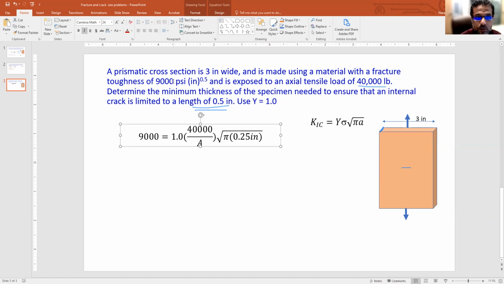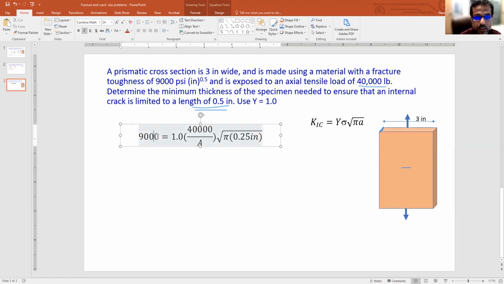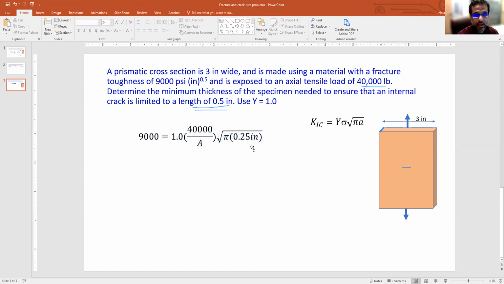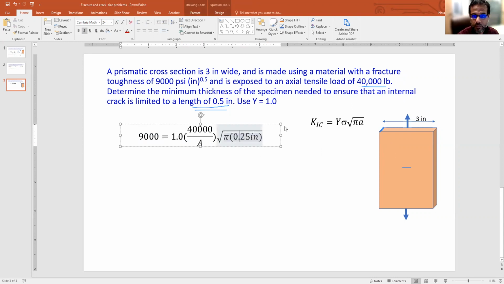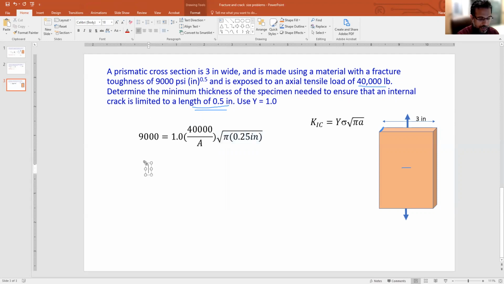So everything is in consistent units, pounds and inches. This is pounds per square inch times square root of inch, so that is good. This is in pounds, and you will get the area in square inches. If you do this, you will get the cross-sectional area as 3.93 square inches. The area of this cross-section is now 3.93 square inches.